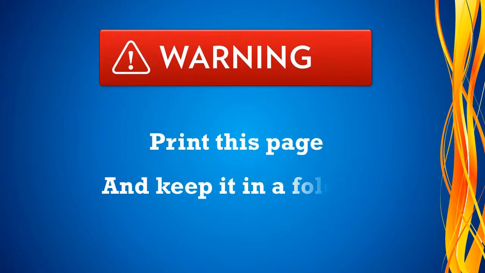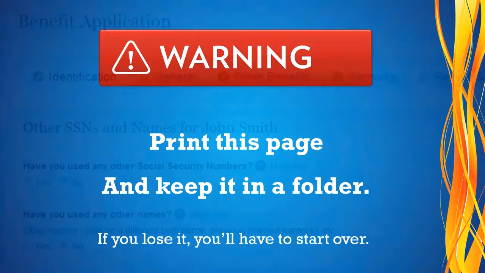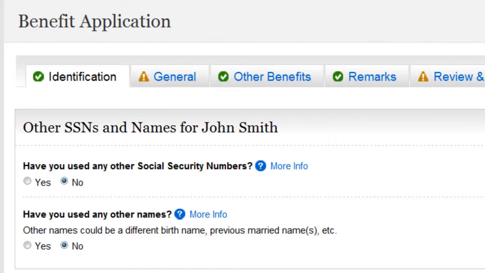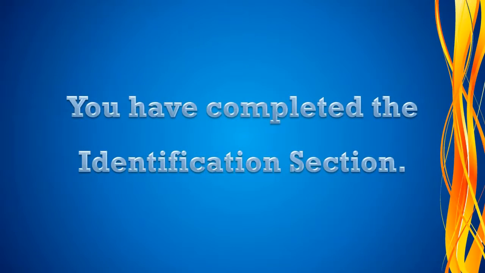Print this page and file this with your disability documents in a folder. If you lose this number and have not completed the application, you'll have to start the process over. Social Security employees do not have access to these application numbers. On the next page, you'll need to tell Social Security if you have any additional names or Social Security numbers. You have now completed the identification section.